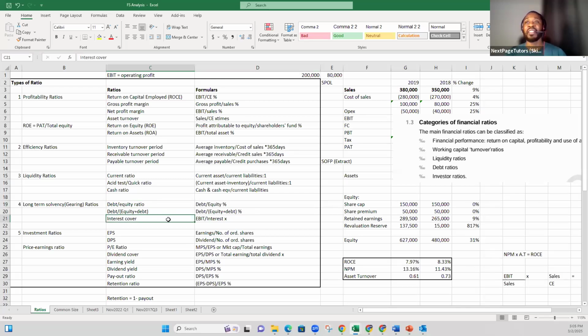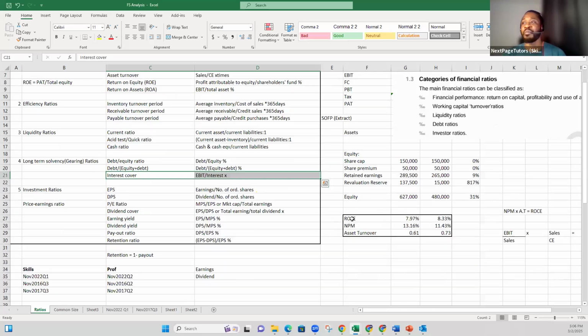Interest cover is basically the number of times your earnings can cover your interest. So that is your EBIT over interest. So you see how important EBIT is. That is the money you make before you start distributing interest. Some people prefer to also express this in percentage, so they call it interest coverage ratio, right? In that case, it will be interest over EBIT, if you want to express it in percentage.